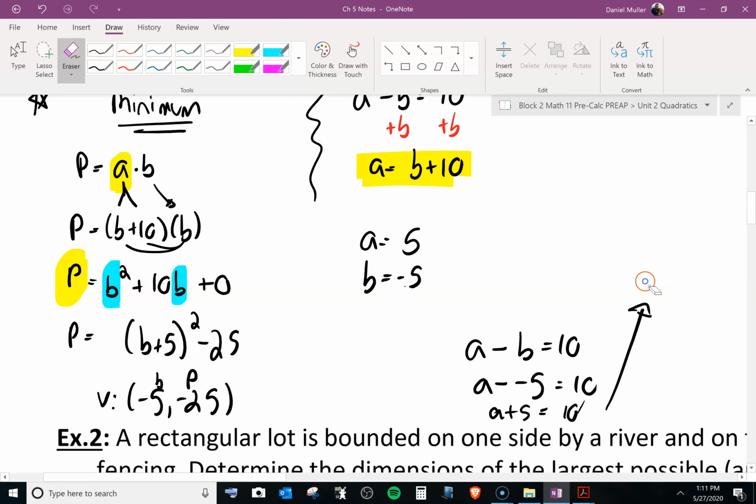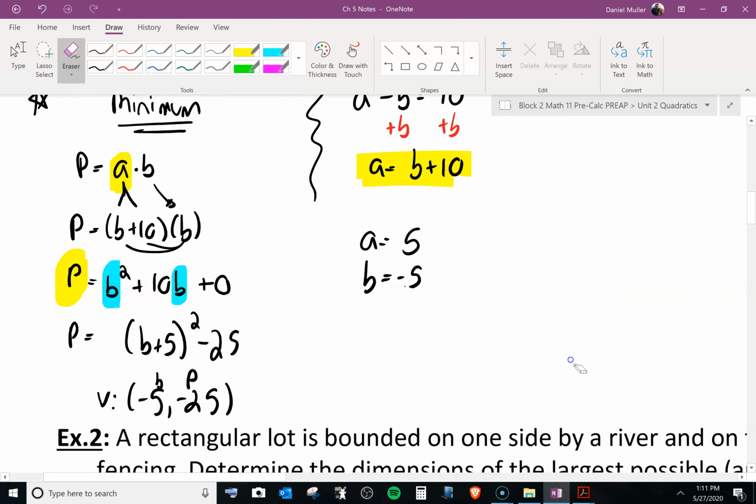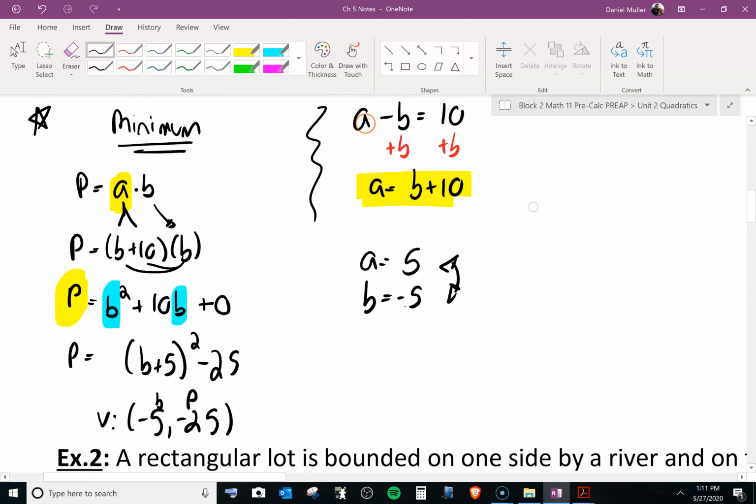So I needed to find two numbers that are separated by a distance of 10. In this case they are. See, the difference was 10. A minus b is 10. And the product was a minimum, and we got a minimum of -25. And we know it's a minimum because we found the vertex.